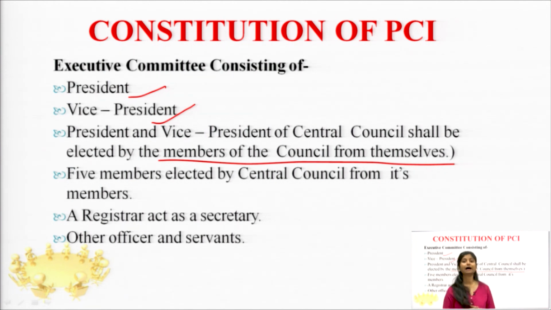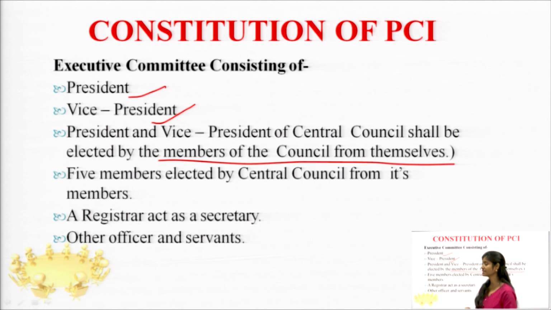For example, if we have a class of 60 students or you can say 50 students, then there is one class representative that deals directly with some of the issues. So in a similar way, we have constituted a team of 20 people and from within we are electing a president and a vice president who will be the head of that team.